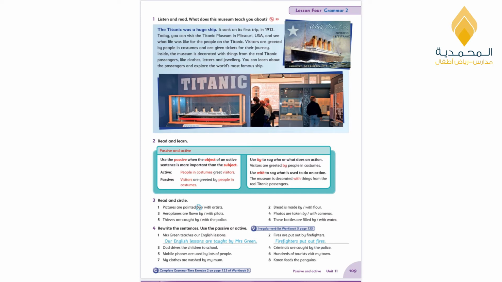Excellent. This is passive. And we can make it active, like lots of people use mobile phones. Number 6. Hundreds of tourists visit my town. How can we make it? Excellent, passive. My town is visited by hundreds of tourists. This sentence is active and we turn it into passive. My town is visited by hundreds of tourists.